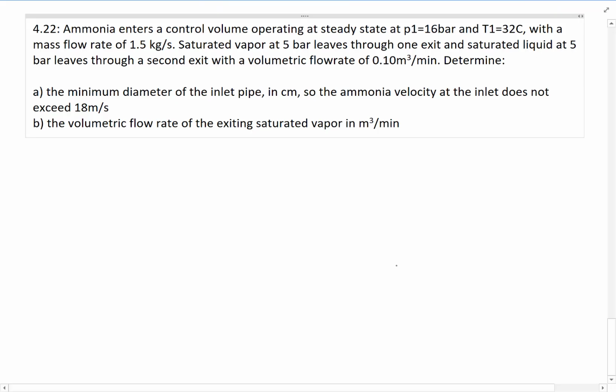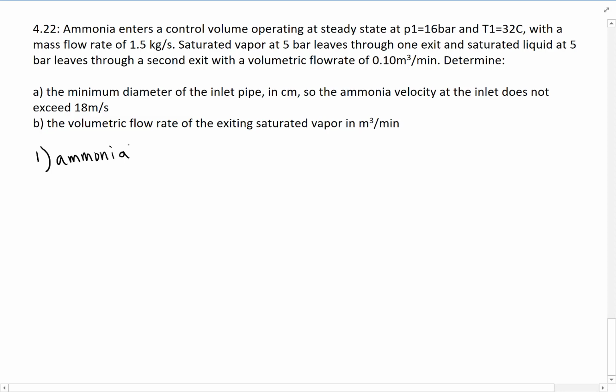Okay, so let's do an example. This is problem 4.22 out of the book. As we work through it, let's read it. All right, so ammonia enters a control volume. Step 1 is to identify our substance, which in this case is ammonia. It enters a control volume operating at steady state. Okay, so we can't draw a diagram yet. We don't know what we're looking at, so we'll skip that for now, but we'll start writing down property and process information. It enters a control volume operating at steady state. That's important. Let's write that down.